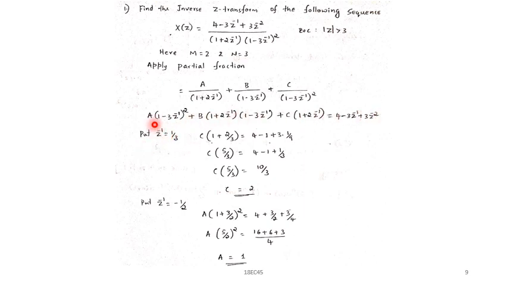Now we have to find the values of A, B and C. First I will find C. For that I put z inverse equal to 1 by 3. Then these two terms cancel and become 0, and I get C into 1 plus 2 by 3, equals 4 minus 3 into 1 by 9. So the right side is 10 by 3, and the left side is 5 by 3 times C. Therefore C is equal to 2.